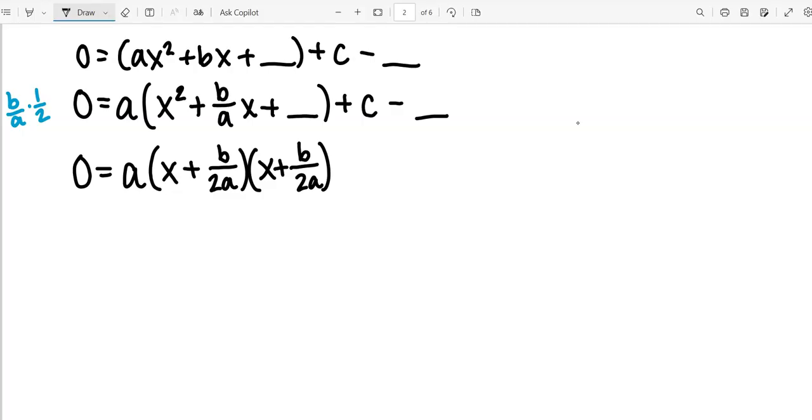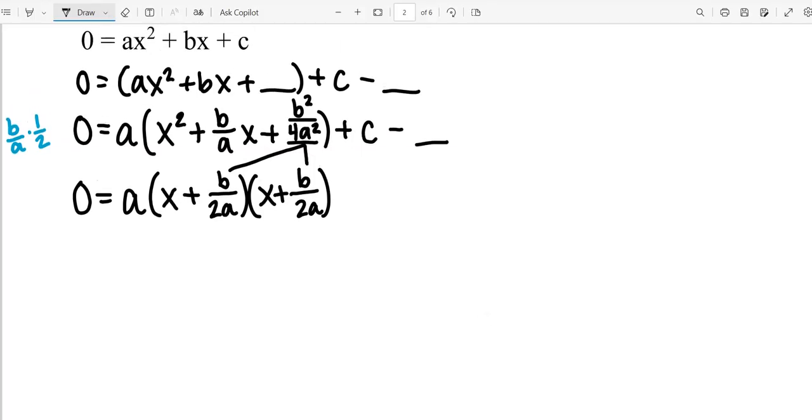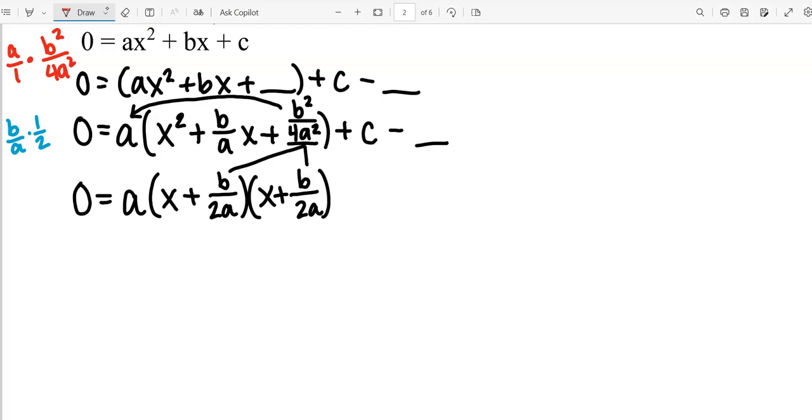Now I got to go backwards. To go backwards, I multiply b over 2a times b over 2a. What's b times b? b squared. What's 2a times 2a? 4a squared. Okay. But that's not really a b squared over 4a squared, is it? It's really multiplied by a. So what you're doing there is you're taking a over 1 and you're multiplying it by b squared over 4a squared. Is there a common factor top and bottom?